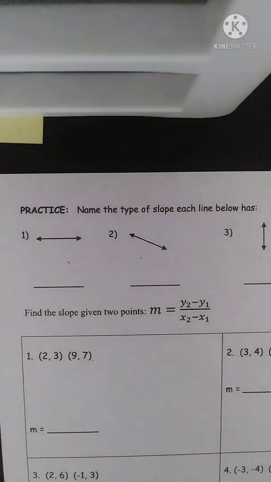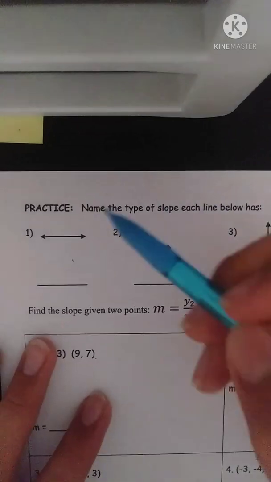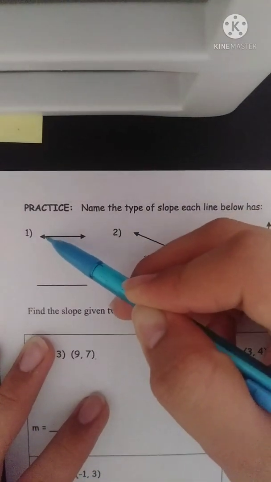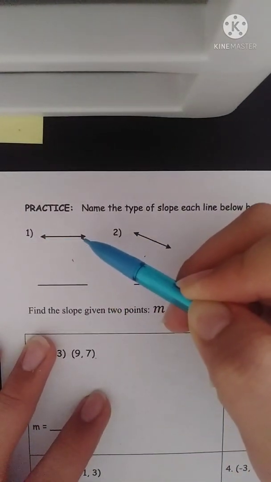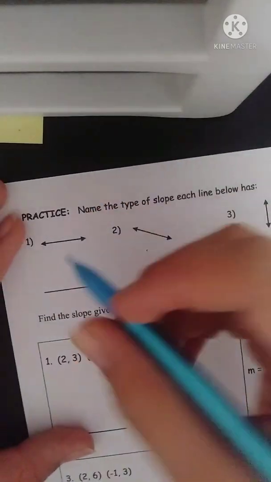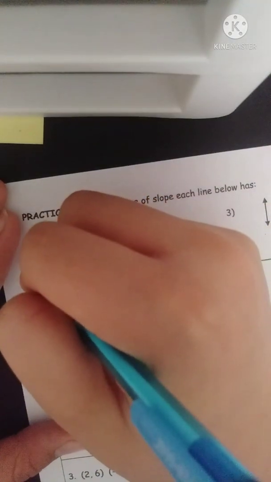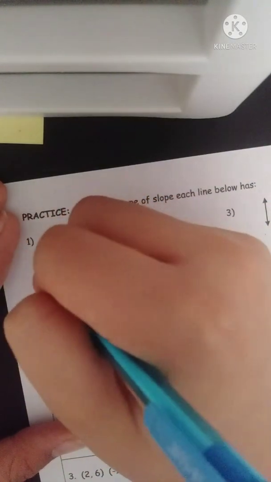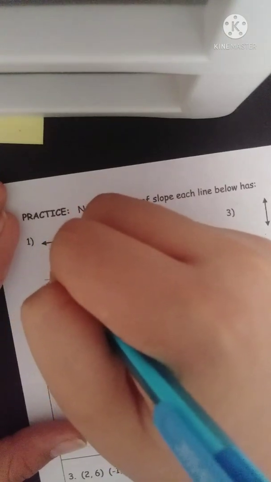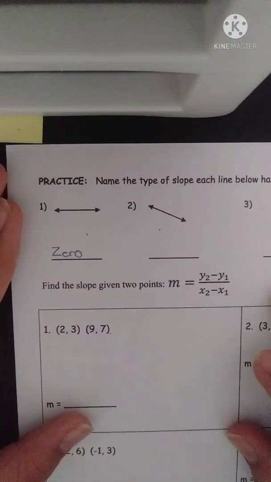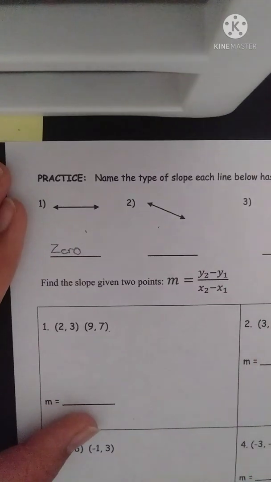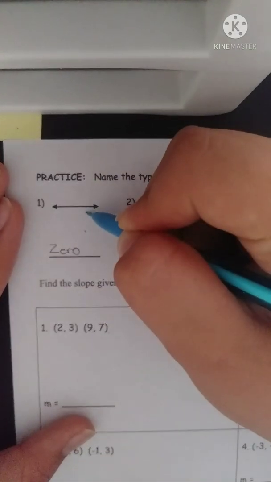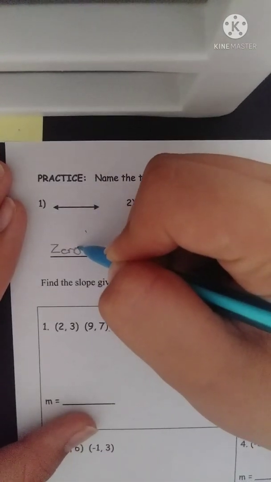Okay, so the first line here that is going to go horizontally is going to be a slope of 0. So I'm going to write it down. Sorry if my hand is covering everything, but here it is. Here is the slope of 0. When you see this horizontal line, the slope is 0.